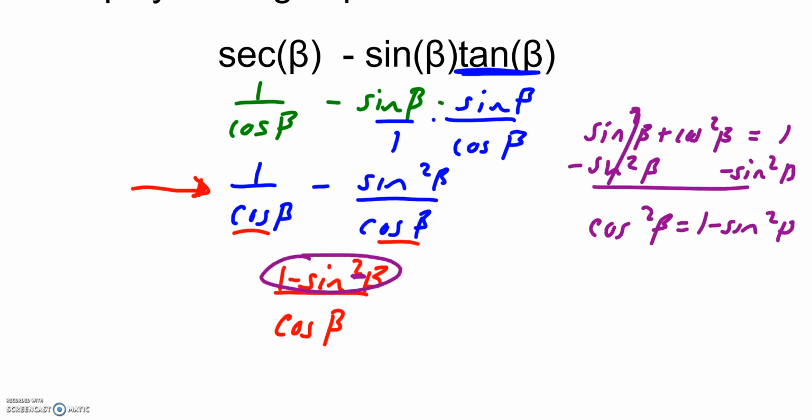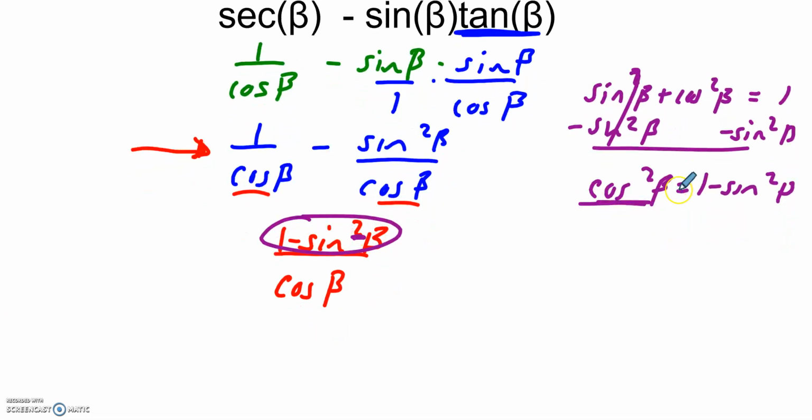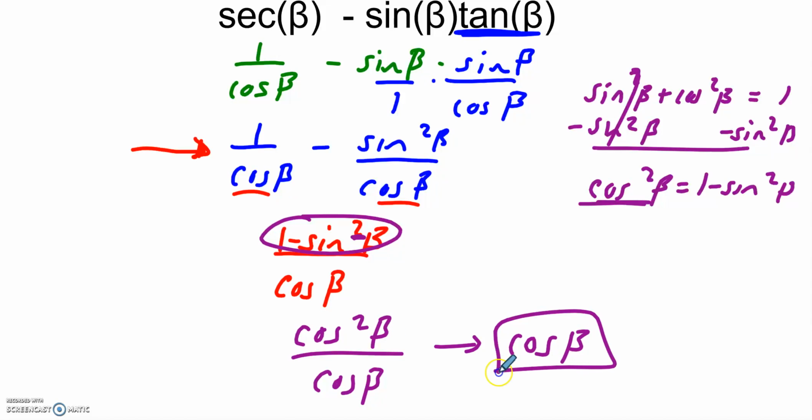Here I have that 1 minus sine squared beta, and I'm going to replace that with cosine squared beta over cosine of beta. And if I have 2 cosines on the top and 1 on the bottom, I know that I'm left with just 1 cosine of beta. Another way you can think of that is this top is cosine of beta times another cosine of beta over cosine of beta, and 1 pair crosses out, so I'm just left with 1 cosine. So we got this to simplify down to 1 trig function. Look at that. I feel accomplished, don't you?